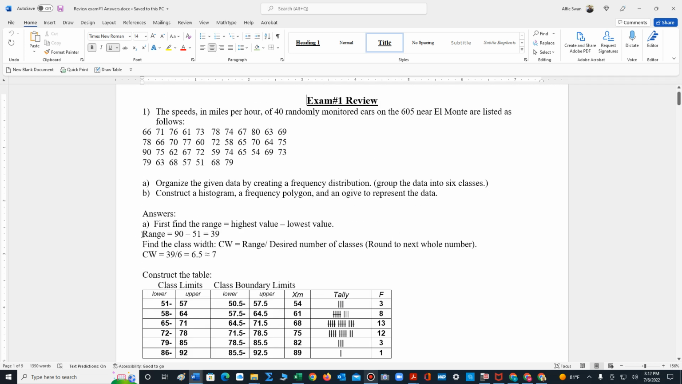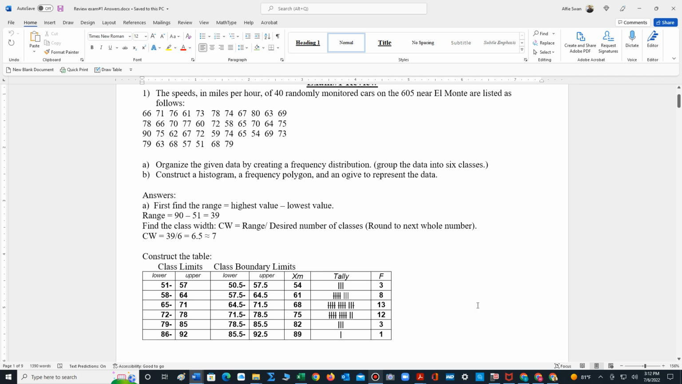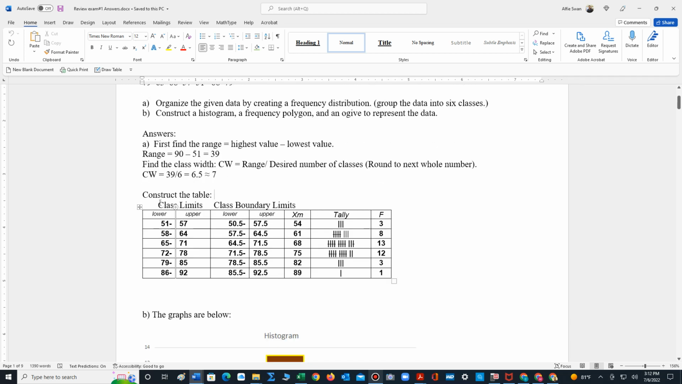The first step is always to compute the range. The range is the highest minus the lowest value, in this case 39. Then we divide by the desired number of classes, so we will divide 39 by 6, and this will determine the class width. That is 6.5, and we always round up to the next whole number, so we round to 7. In constructing the frequency distribution, we need the class limits, the class boundary limits.